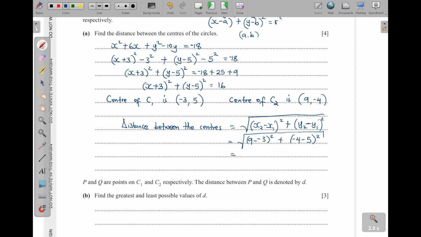So 9 minus 3, that one is going to be 12, then squared, that is 144, then plus 81, because this is minus 4 minus 5, that is minus 9. When we add all of these together, we get 225, okay? Then the square root of 225 is going to be 15. So the distance between the two centers is 15.